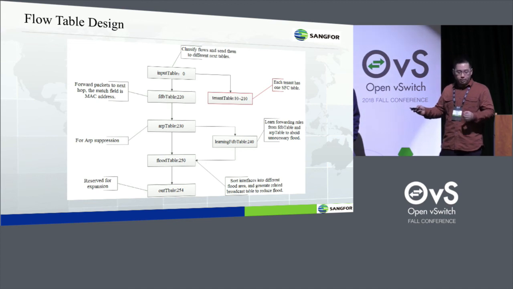And then is the FTP table. FTP table forwards packet to next hop. The matched field is MAC address. And then is the ARP table used for ARP suppression.